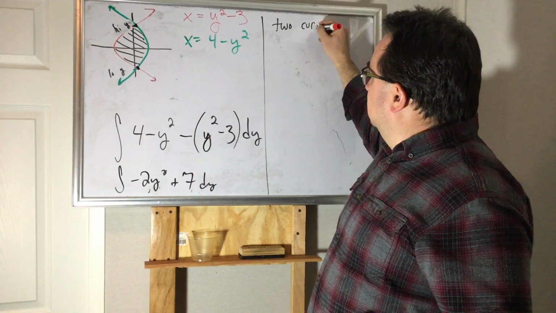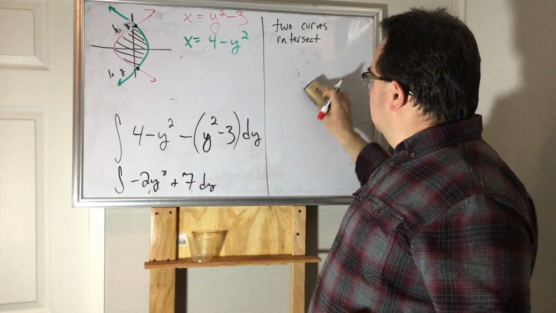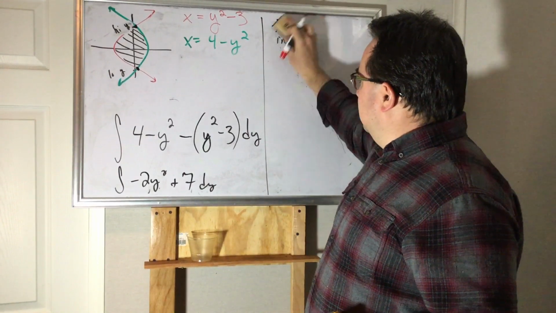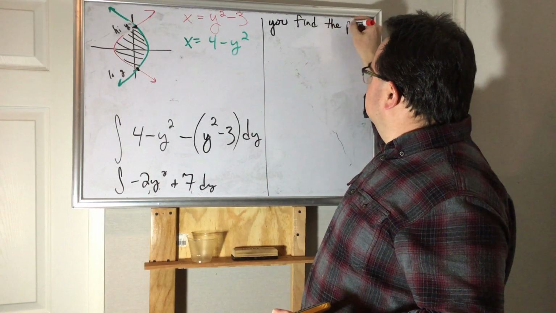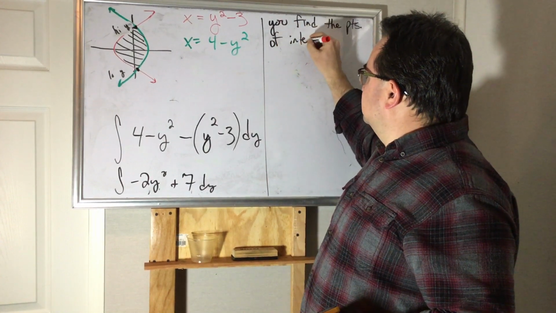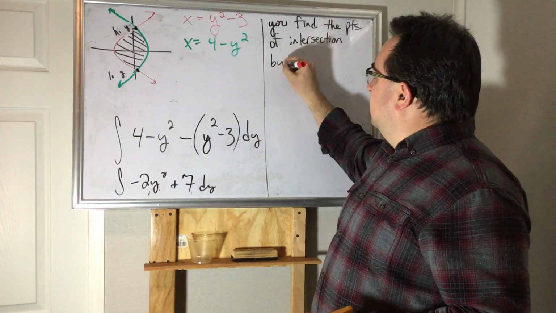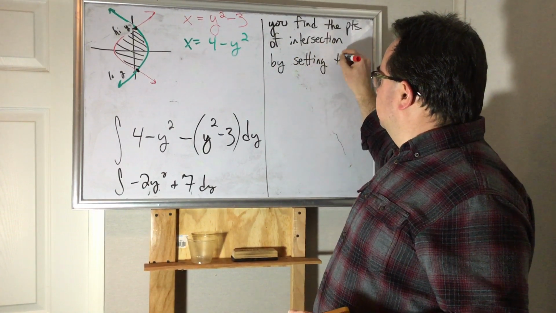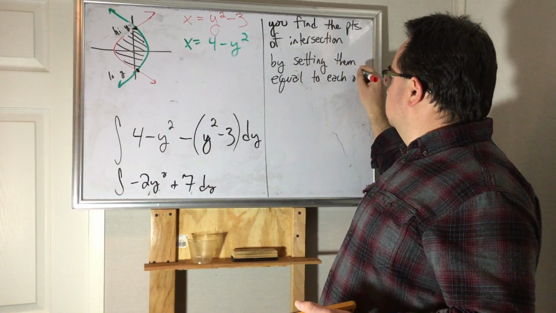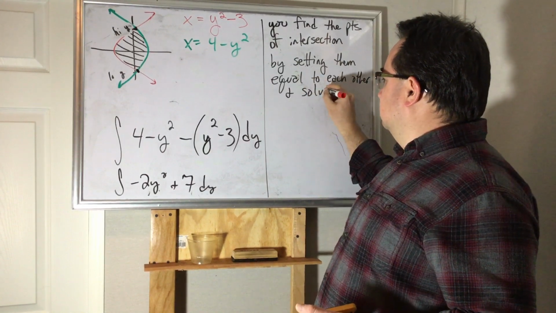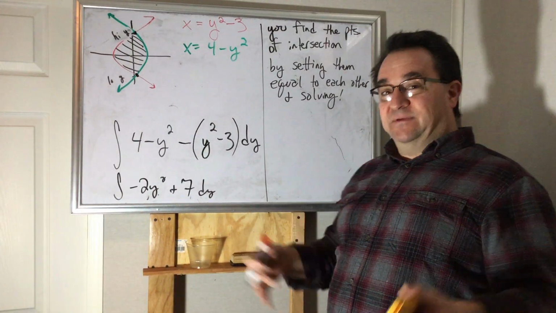You find the points of intersection, like when two curves are crossing each other, by setting them equal to each other and solving. Right? And I've hammered on that before. That is an important idea. If you want to know where things meet, you set them equal to each other and solve.